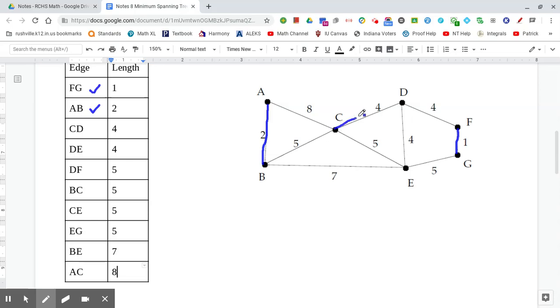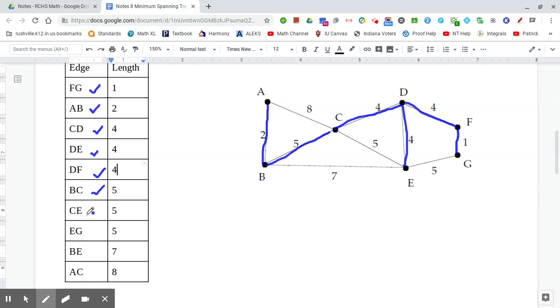So CD, that obviously is not going to create a cycle, so we'll use it as well. DE, that's not creating a cycle, so we can use it as well. DF, oh, I have a typo there. I'll change that real fast. So DF, weight of 4. We haven't used it yet, and it doesn't create a cycle, so we'll darken it. All right, BC has a weight of 5, so we'll darken it.